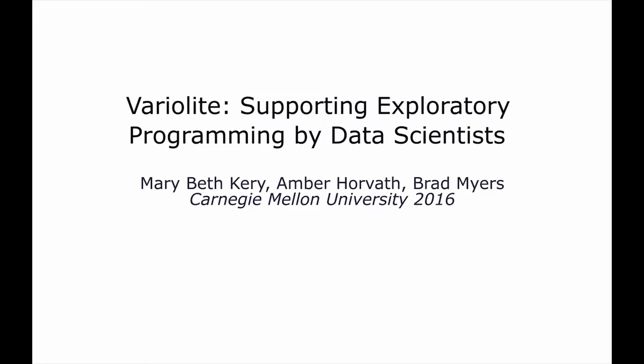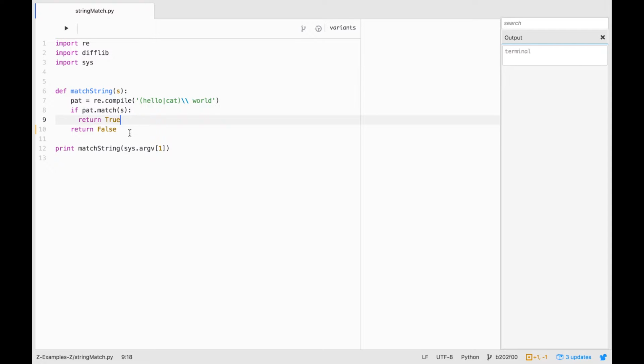Variolite is a tool built as a package for the open source Atom editor. Variolite allows you to use local versioning with any size snippet of code. Here we have Variolite open.